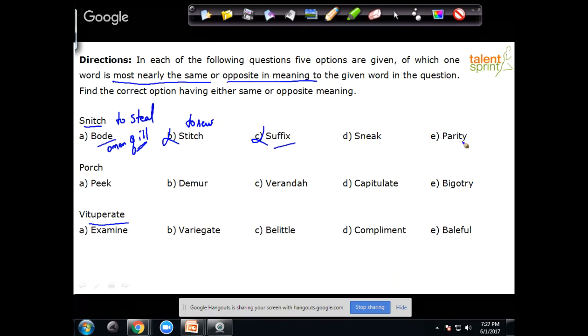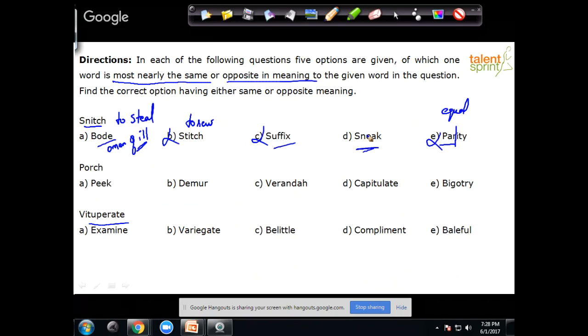Parity. For this word, maybe you can apply a little bit of prefix: to be on par. If I have to break this word, I'm saying, hey ma'am, I don't know what this word means. Break it. At par means what? To be equal. So something to do with being equal. Again, unrelated word, out. So given the options, the closest one in meaning to snitch will be sneak.